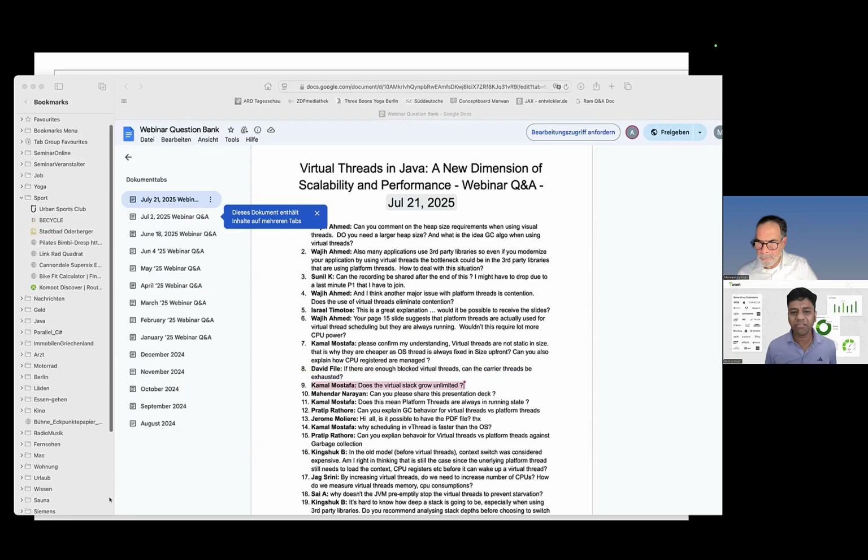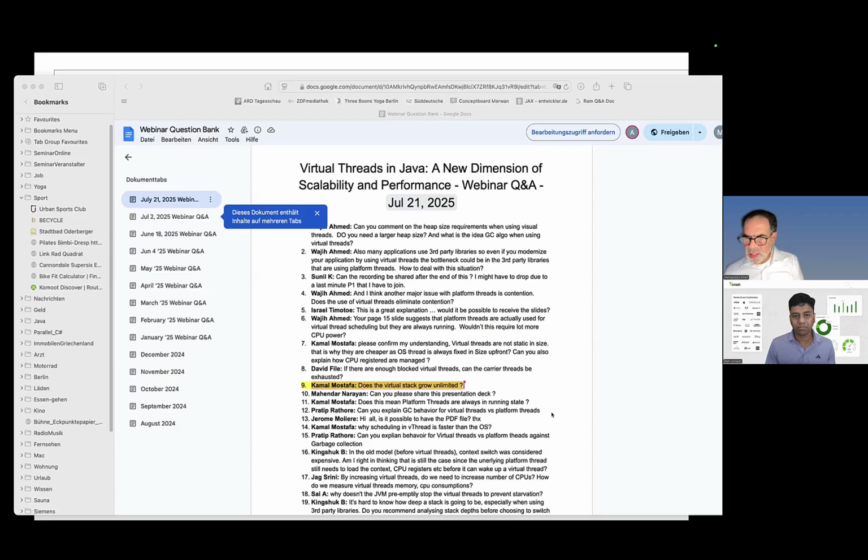If there are enough blocked virtual threads, see, first of all, when a virtual thread gets blocked, it will not take up a platform thread. It will just go to the Java memory and it will reside as an object. So it will not exhaust the carrier threads. Yeah. Okay.